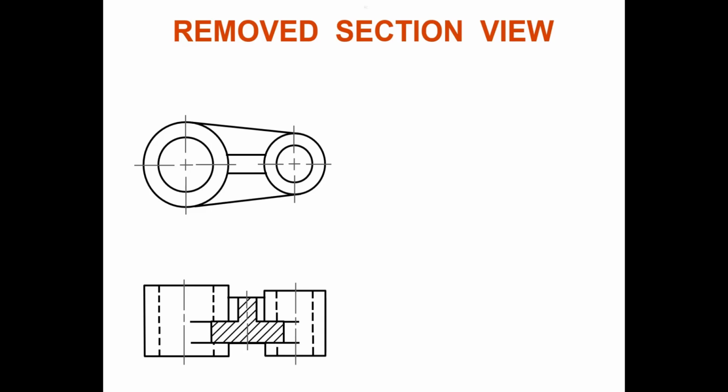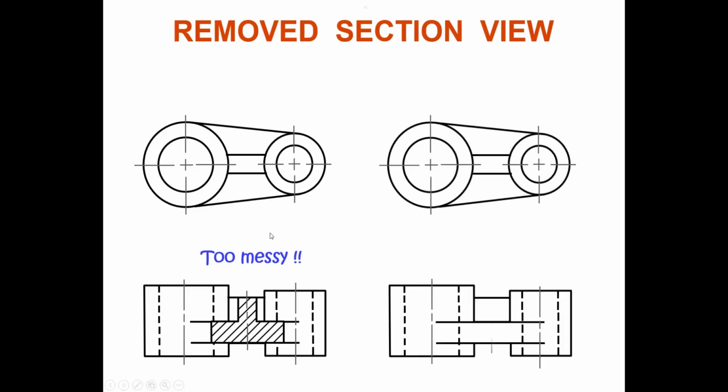Remove, bring. We don't have space. Then we remove it, too messy. We don't have enough space to put the revolve section, too messy. What you do is cut like that and put it up somewhere like this. Right, faham? Faham.